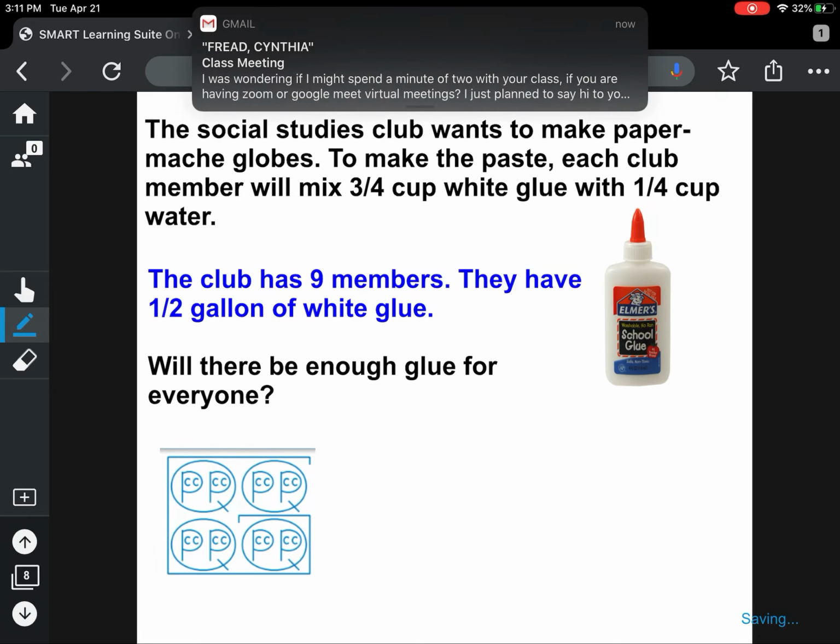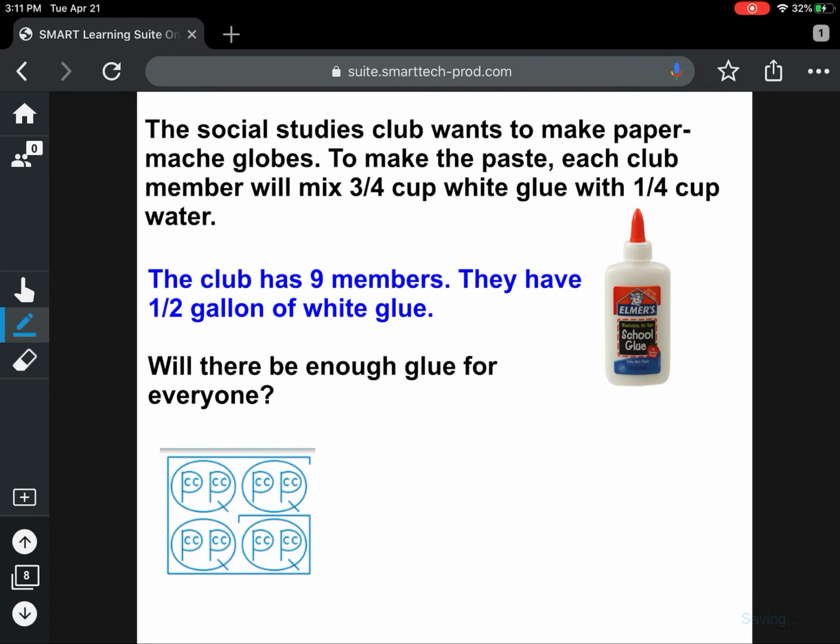Now we're going to move on and talk about the glue part of the story. Same story. The Social Studies Club wants to make papier-mâché globes. To make the paste, each club member will mix 3/4 cup white glue with 1/4 cup water. The club has 9 members. They have a 1/2 gallon of white glue. Will there be enough glue for everyone?